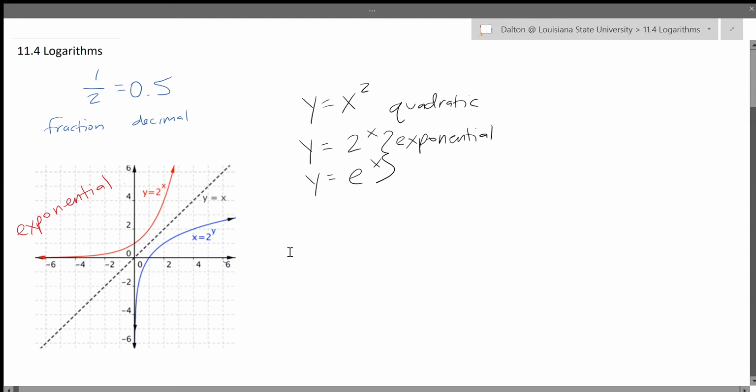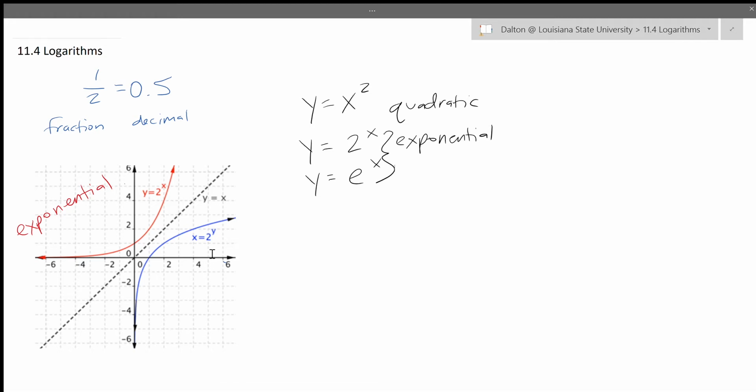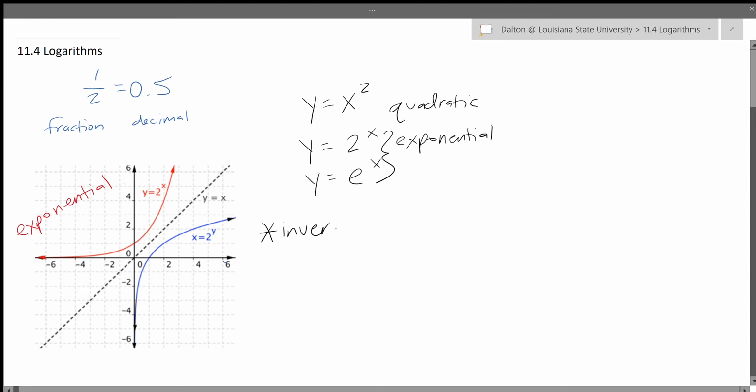Algebraically, what do you notice about this exponential red function and the blue function? Algebraically, y equals 2 to the x power, and then x equals 2 to the y power. Yes, very good, Zach. Those are inverse functions. Inverse functions. And that's exactly what a logarithmic function is. It's the inverse to an exponential function. And its graph, since we exchange x for y, its graph is a reflection across the line y equals x.